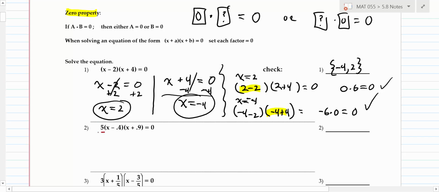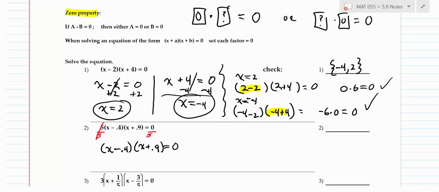In fact, if you wanted to, although you don't have to, you could divide both sides by 5, and you would end up getting x minus 0.4 times x plus 0.9 equals 0. Now you can tell me what the two answers are in your head, okay? What would you need to use for x to make this become 0? 0.4. How about this? What would x have to be to make that 0? -0.9, exactly. So you can do those in your head, you would just get 0.4, and then you would get -0.9, okay?